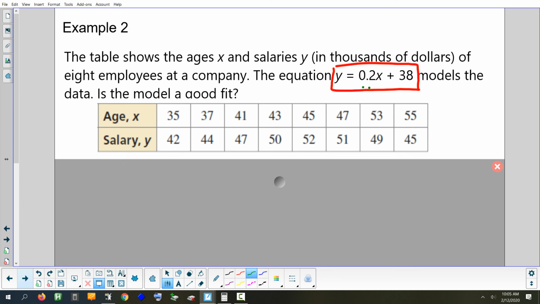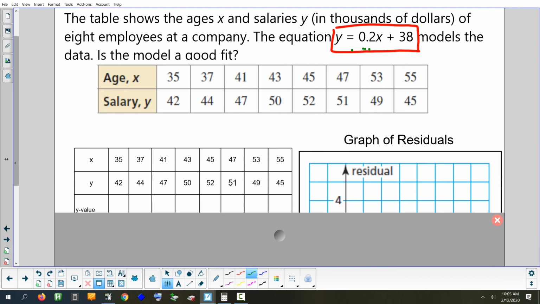Right? So why would we want that? Well, if it's a good model, we could predict somebody who's 60 years old, how much money they would make at the company using this formula. If this is not a good model, it's like using a bad model to predict the weather. You might make a prediction, but what you predict isn't actually what happens. So we're going to see if that's a good model for this data.